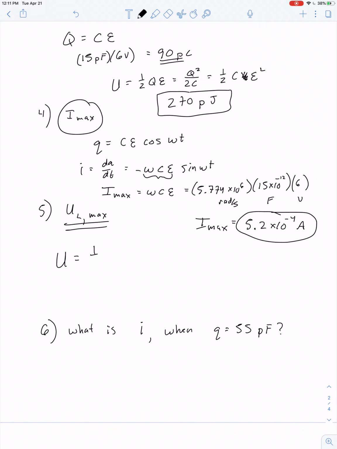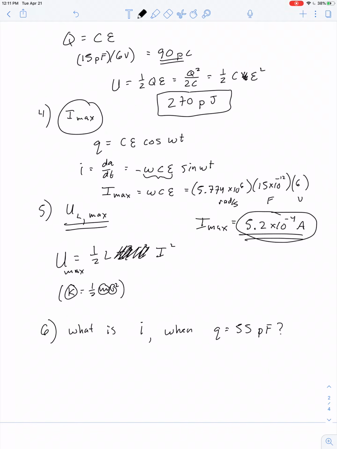Energy in an inductor is 1/2 L I squared. Well, at any instant, 1/2 L instantaneous I squared. But if we're trying to find the max value, then we should use the maximum amount of current, which we just found. Oh, by the way, please recognize that this equation is very much like kinetic energy, 1/2 mv squared. The analog to velocity is current, the analog to mass is inductance, and the energy in the magnetic field is kind of like the kinetic energy.